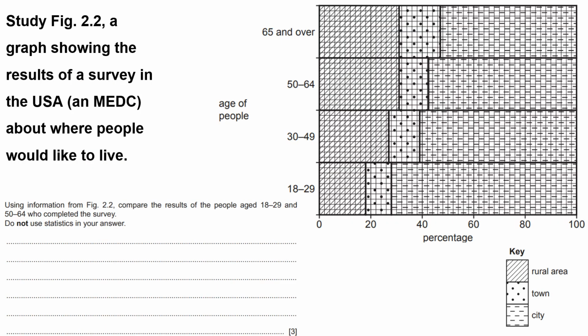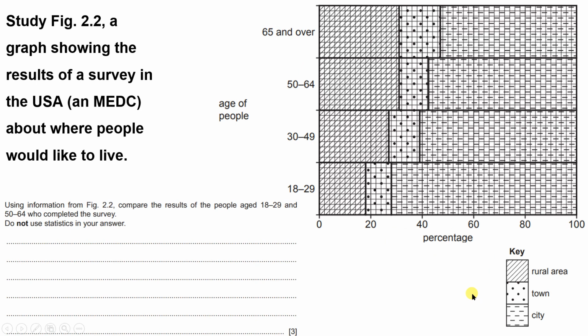Now, this is the B part of the question. They said we should study figure 2.2, a graph showing the result of a survey in the USA, which is an MEDC, about where people would like to live. Now, look at this graph. If you look at the graph here, you have age of people between 18 to 65 and over. Then you have percentage. Then you have key.